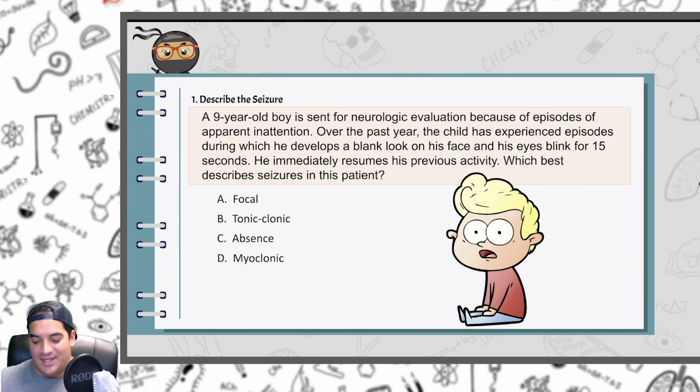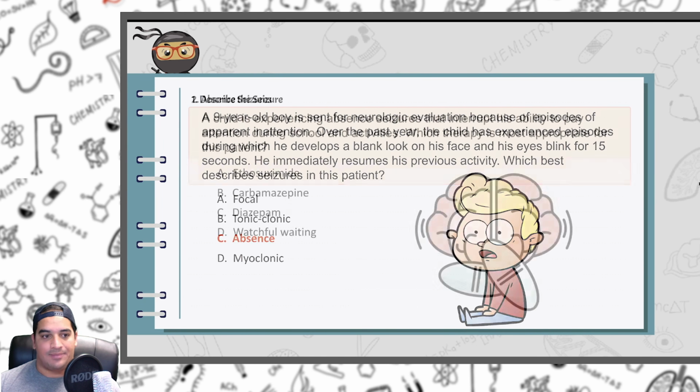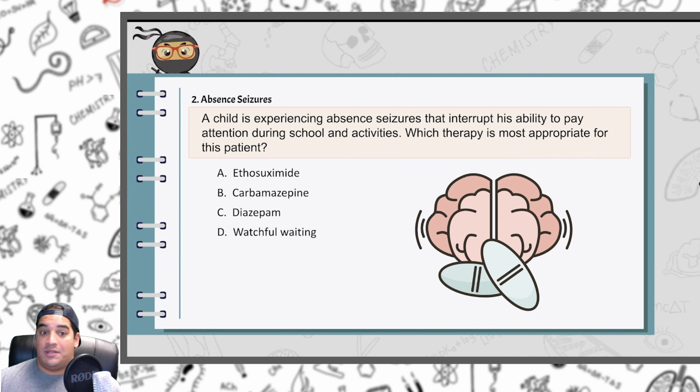So this would fit an absence seizure, right? So that's classic in young individuals who kind of have these blank stares in class. Pretty classic. All right, child is experiencing absence seizures that interrupt his ability to pay attention during school. Which is the most appropriate therapy for this patient?